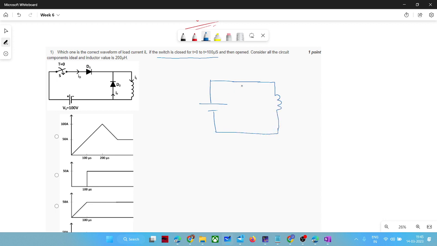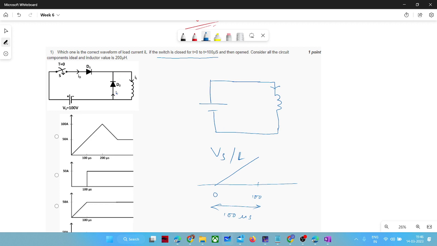The slope of the inductor current will be 100 by L. So it will charge from 0, and 100 by L into dt will be the delta I. You do not need to compute D because T on is given directly, 100 microseconds, into Vs by L. L is also given, so you can identify the slope till 100 microseconds. It is 100 by 200, so delta I is equal to 50 ampere.